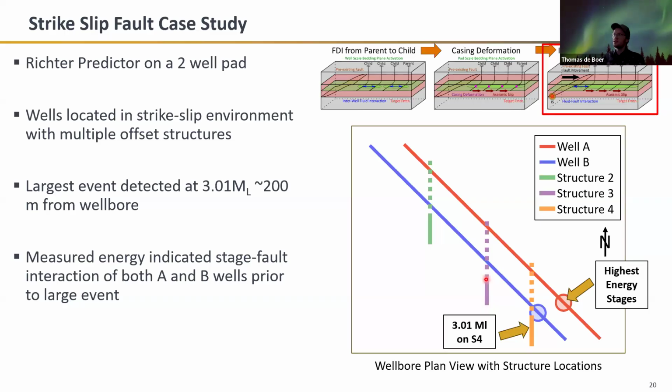And so as completions progressed, we did see from their surface array the activation of these various fault structures offsetting the well. And as the completions progressed, we also noted that there was high energy stages towards the heels of these wells. The largest event that was detected was a magnitude 3.01 local, approximately 200 meters from the wellbore. And the energy that we measured indicated that the stages prior to this fault interaction were prior to this large event.